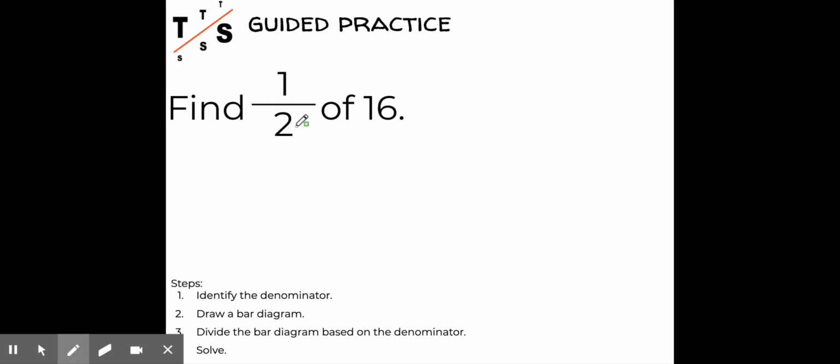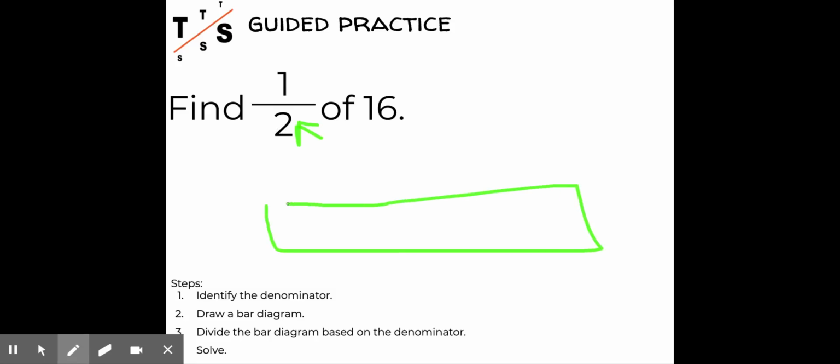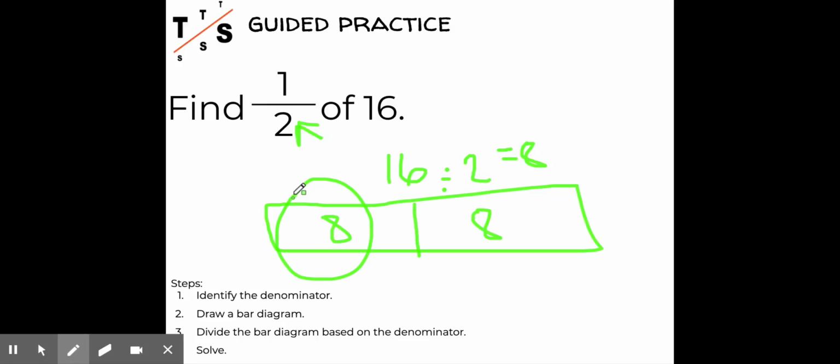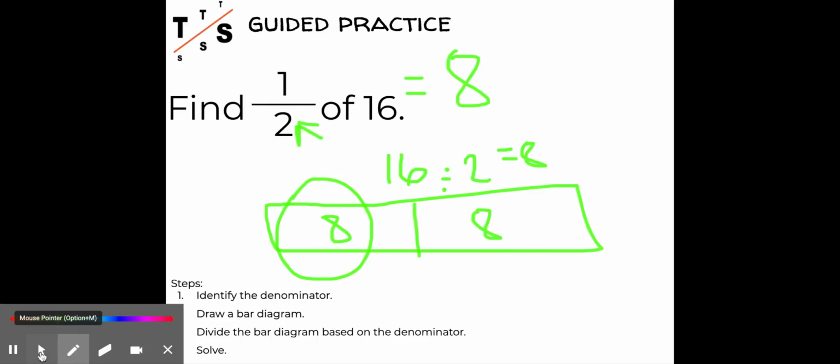So I identify the denominator, which is 2, draw my bar diagram based on the whole number, which is 16, divide it into 2. So I have 8 and 8 because 16 divided by 2 is 8. I'm looking for just the 1 based on the numerator. So 1/2 of 16 is 8.